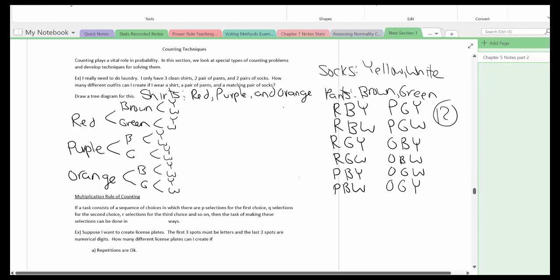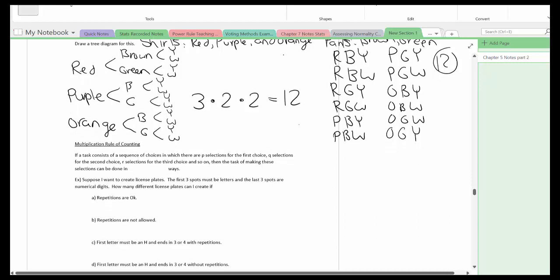Now, is there another way that I can do this without having to list out the entire sample space? Well, we know there's 3 shirts, 2 pairs of pants, and 2 socks. So what basic operation can I put in between the numbers to get to 12? Well, that would be multiplication. 3 times 2 is 6, and 6 times 2 is 12. This is where the multiplication rule of counting comes into play. If a task is a sequence of choices in which there are P selections for the first choice, Q selections for the second, and R selections for the third choice, then the task of making these selections can be done in P times Q times R ways.